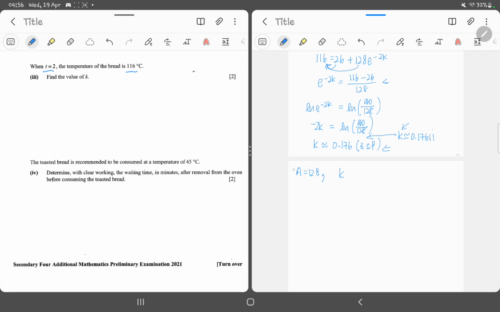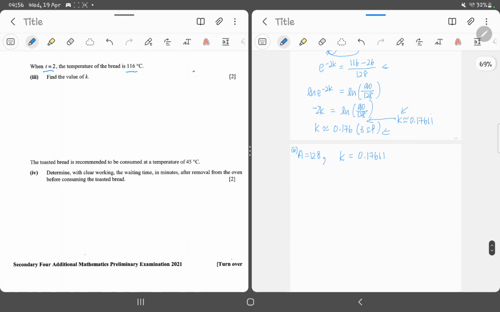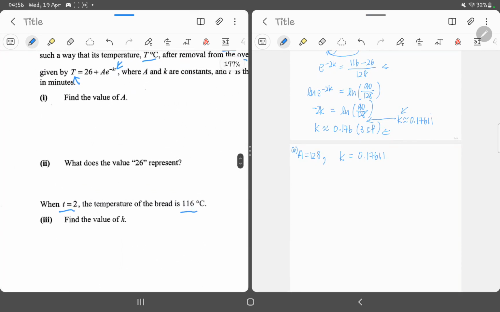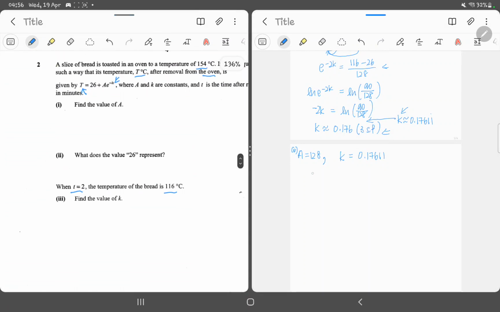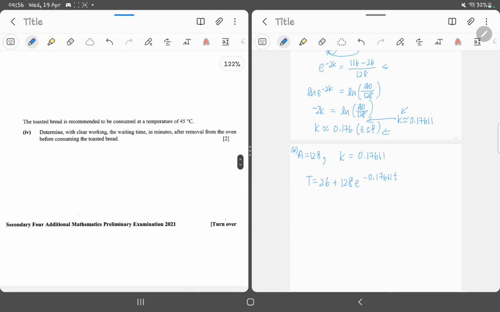So for part 4 over here, we are going to use K as 0.17611, which means that the equation we will be using for part 4 will be big T equals 26 plus 128 e to the power of minus 0.17611 t.